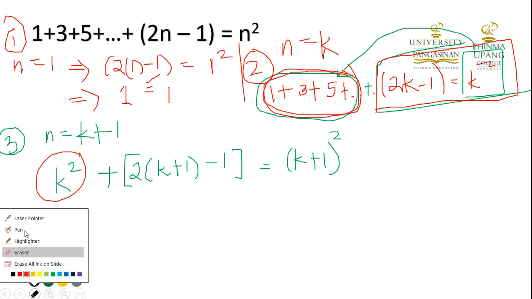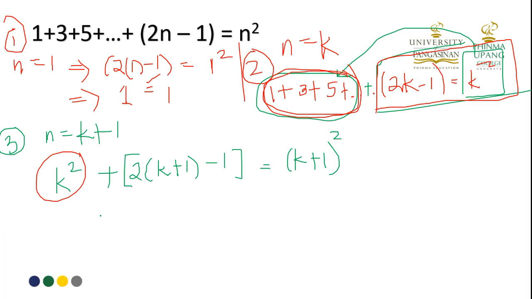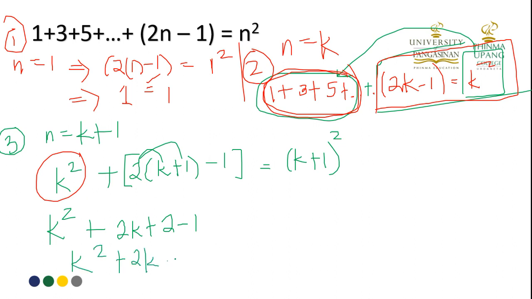So, try natin ulit balikan. So, this is k squared plus this is 2k. I-distribute nyo lang ito. Tapos, plus 2 minus 1. So, what is the answer here? K squared plus 2k minus 1. Gets po? Dahan-dahan lang, sir.